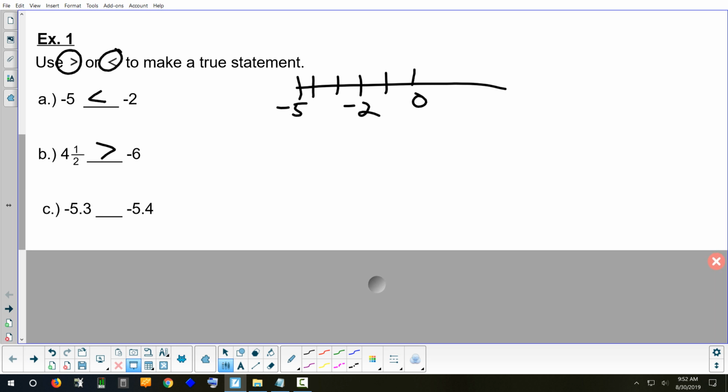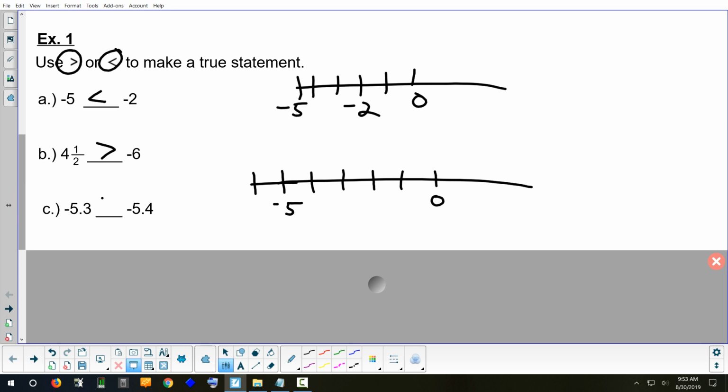Okay, a little tricky. -5.3 and -5.4. Those numbers are really close. So sometimes what I do is I just think of a number line. -1, -2, -3, -4. Here's -5. And let's just put -6 right there. What do we think? -5.3 and -5.4. Yeah, I think -5.3 would be greater than?